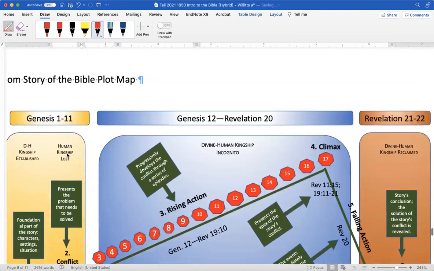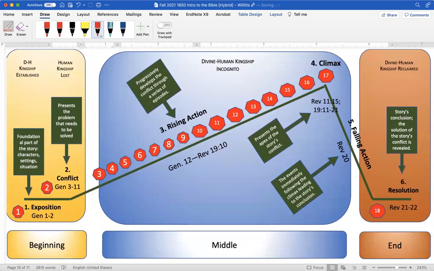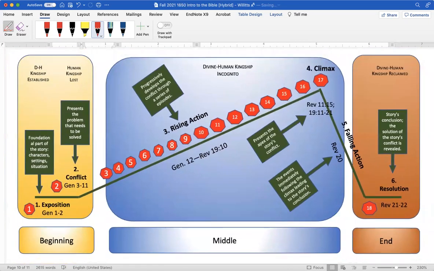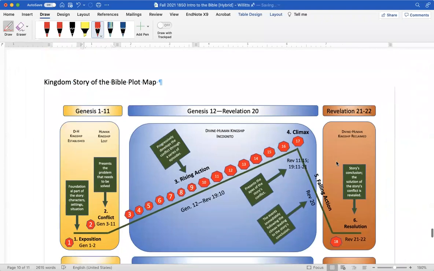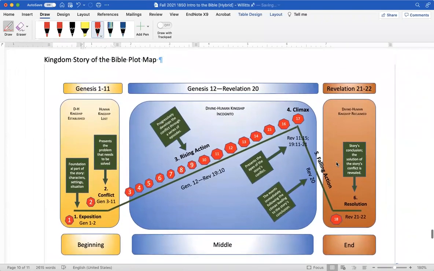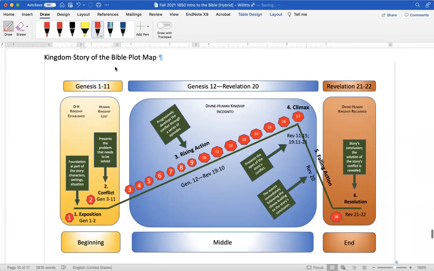Now, just one final illustration that further puts the story of the Bible into a schematic. This is the Kingdom Story of the Bible's plot map. And you can notice, I think, the similarities: you have the beginning, middle, and end of the story. You have Genesis 1 through 11, Genesis 12 through Revelation 20, and Revelation 21 and 22.